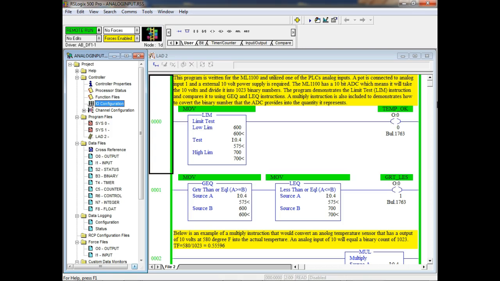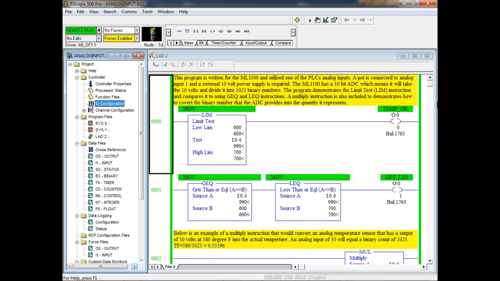Okay. Now the problem is though, that means nothing to me. So what's 600 and 700? I mean, because it can go all the way up to what? I don't have quite 10 volts on there. It can go all the way up to 1023. But what does that mean to you?